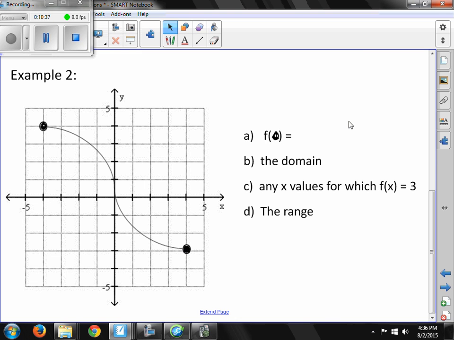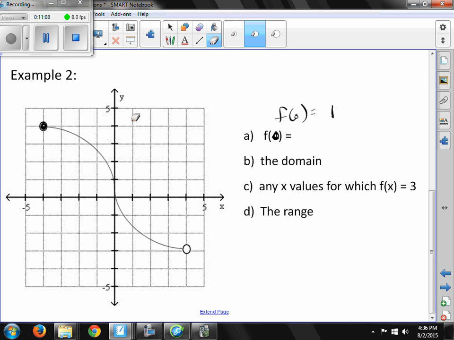Example 2, we have a new graph. f of 0. So we're looking for the y value at x equal to 0. So here's where x is equal to 0, and the y value of that point appears to be 1. We have an x value of 0 and a y value of 1. So f of 0 would equal 1.